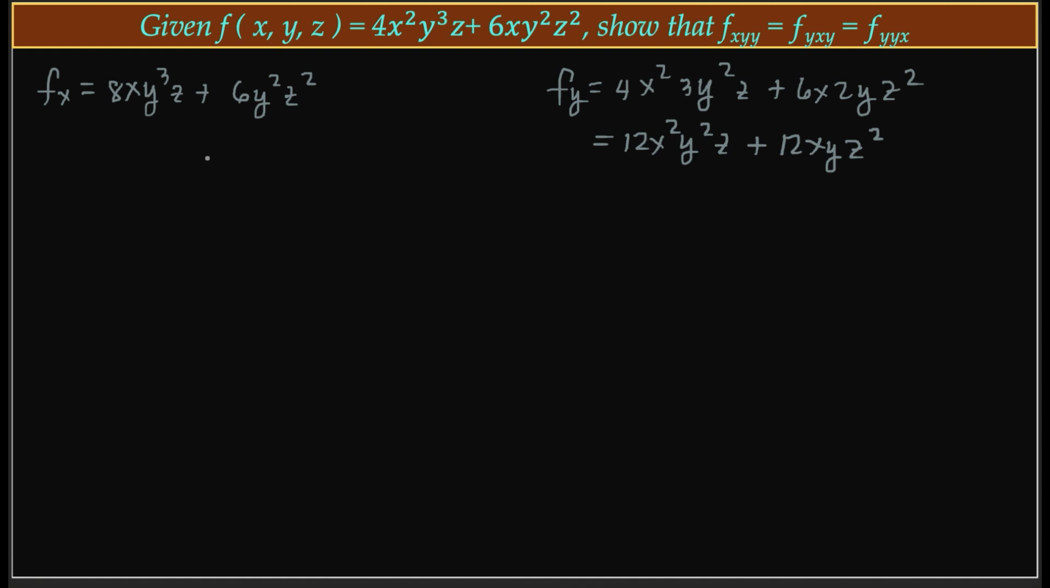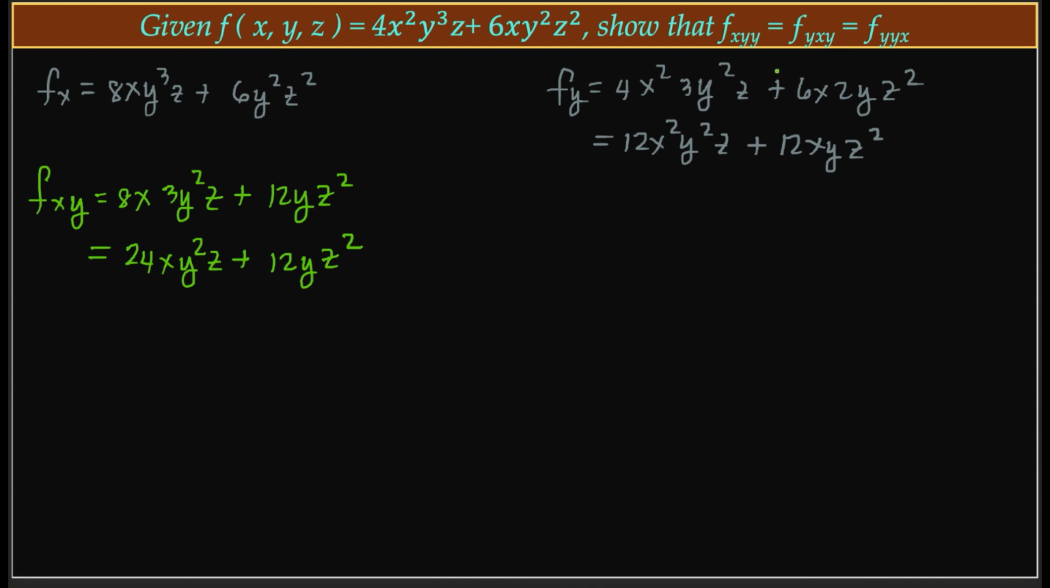Our next job is to find f sub xy, because we need f sub x first before f sub xy. We differentiate f sub x with respect to y. With respect to y, that will become 8x times 3y squared z plus 12yz squared, or simplifying, 24xy squared z plus 12yz squared. Here also, our next job is to find f sub yx, and f sub yx will become 24xy squared z plus 12yz squared. And lastly, f sub xyy will become f sub xy differentiated with respect to y again. That's the first requirement here.